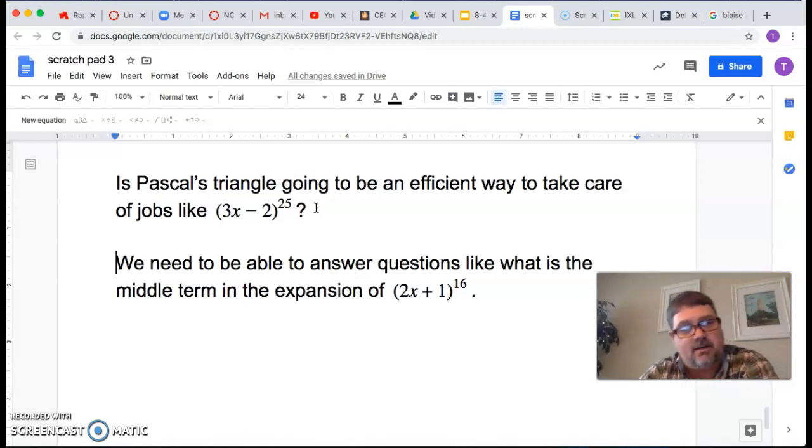Another question we've got to look at, we need to be able to answer questions like, what's the middle term in the expansion of 2x plus 1 to the 16th? There's ways to find these things without expanding it all the way out. And there's a way to expand these using a more efficient method for larger powers of n. It really makes a lot of sense.